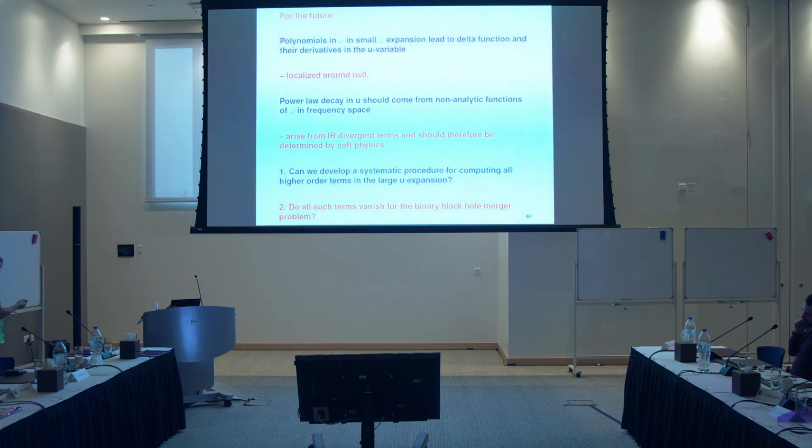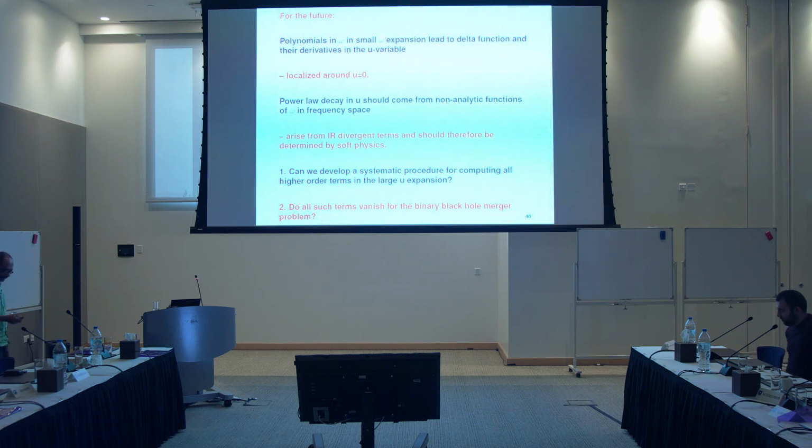So here are the two questions that we would want to answer, and I think it may be possible to answer them. The first is, can we develop a systematic procedure for computing all higher order terms in the large u expansion? We gave the constant piece and 1 over u, and you have a conjecture for log u over u square, but can we generate a whole series? Can we have a systematic procedure for generating the whole series of this 1 over u expansion? If we can do this, then the next question is, do all such terms vanish for the binary black hole merger problem?